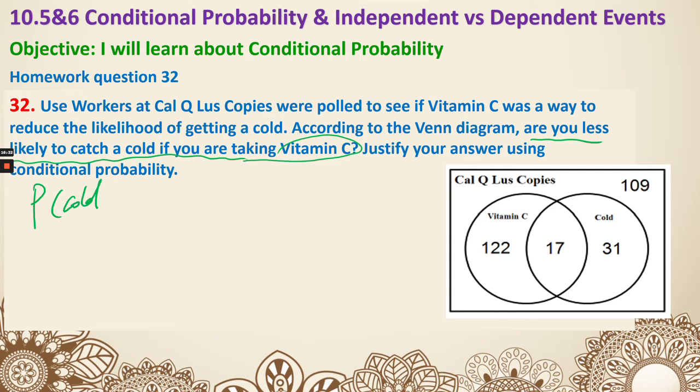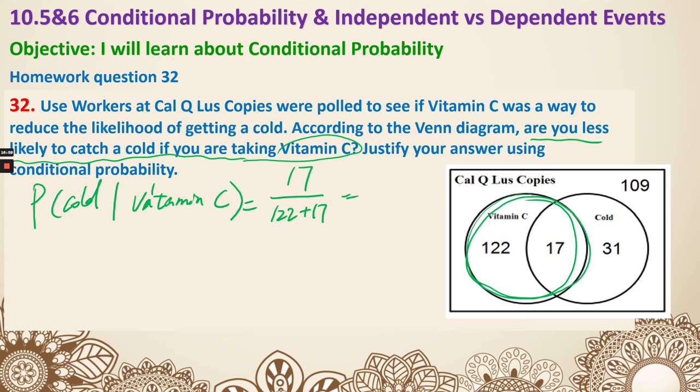Cold given vitamin C. So if you caught a cold, well, the given condition is you took vitamin C, which is right here. These all represent the vitamin C. So 122 plus 17, which is 139. Out of these 139 who have taken vitamin C, 17 of them actually got a cold. So 17 out of 139.